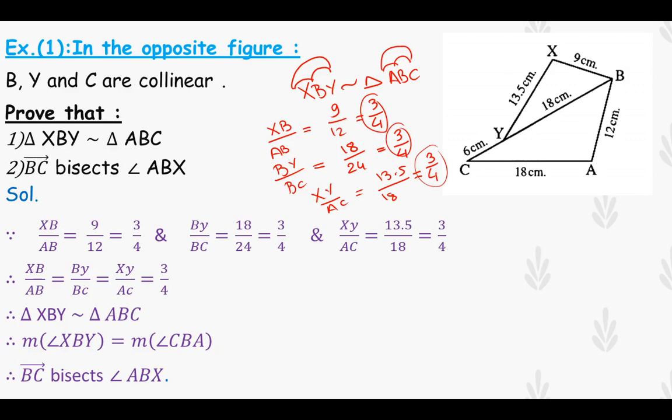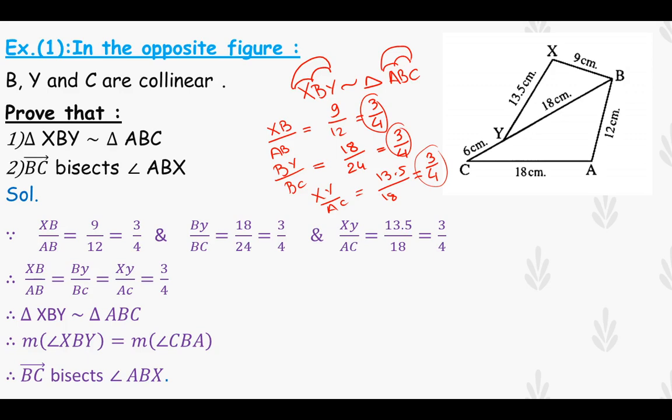So we can say that triangle XBY is similar to triangle ABC. Okay? So again, using the PowerPoint, here we have XB over AB equals 9 over 12, which equals 3 over 4. BY over BC equals 18 over 24, which equals 3 over 4. And XY over AC equals 13.5 over 18, which equals 3 over 4.